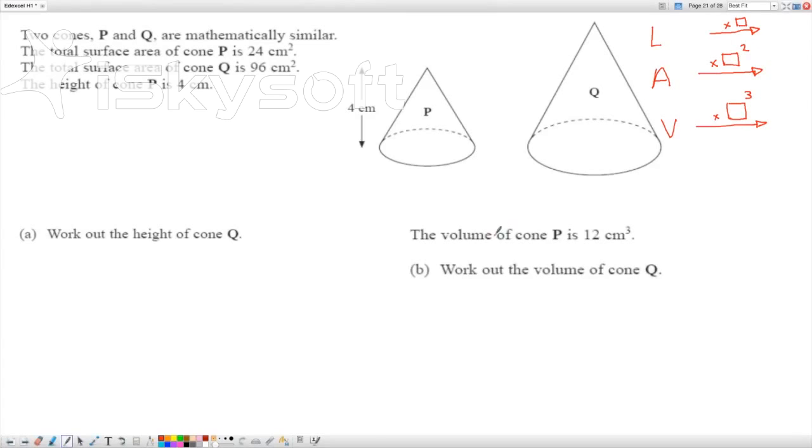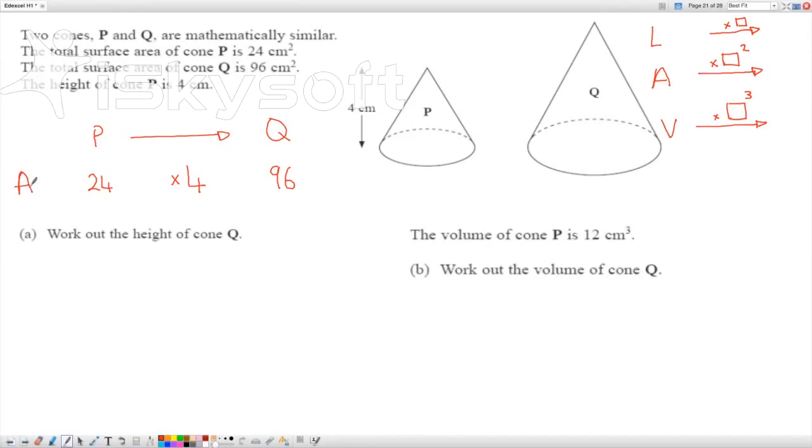So let's take a look at the first question. We're asked to work out the height of cone Q. We have our value here of 4. We need to find the value of Q. We do know the surface area. So P to Q. Surface area here is 24 and here is 96. So from here to here, we times by 4. The surface area of Q is 4 times bigger than the surface area of P.